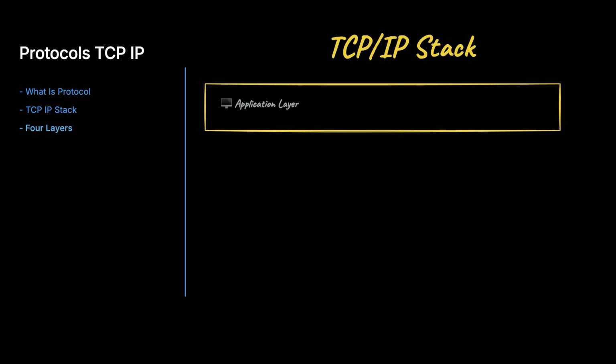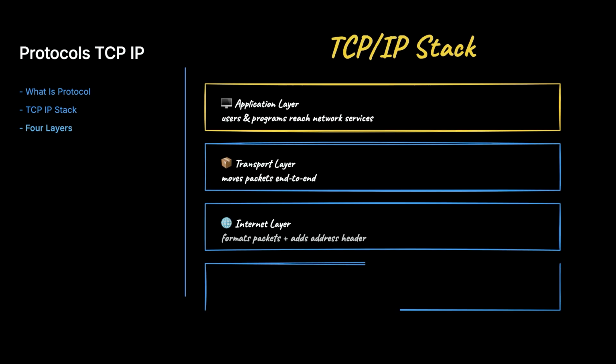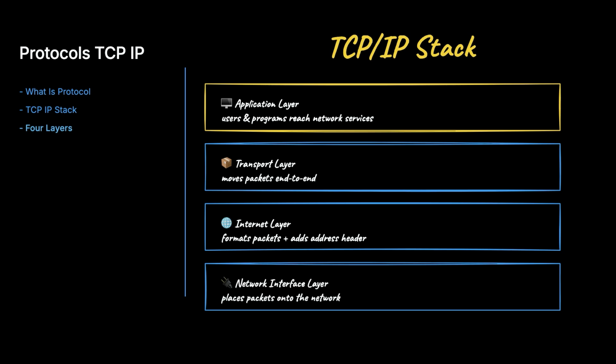The stack is organized into 4 layers, and you should know each one. The application layer is the window through which users and programs reach network services. The transport layer handles moving packets from end to end. The Internet layer formats data into packets and adds the address header. The network interface layer places packets onto the network.